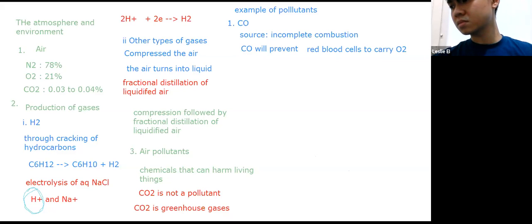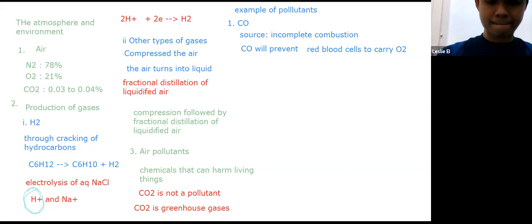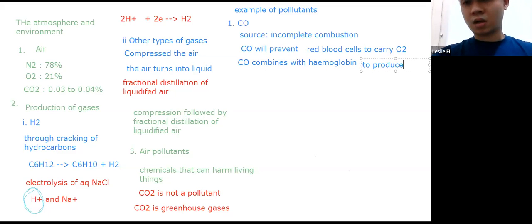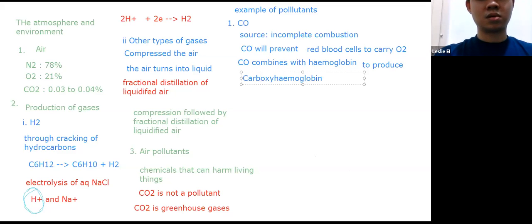So you can say the CO combines with the hemoglobin to produce carboxyhemoglobin. Any questions until here?